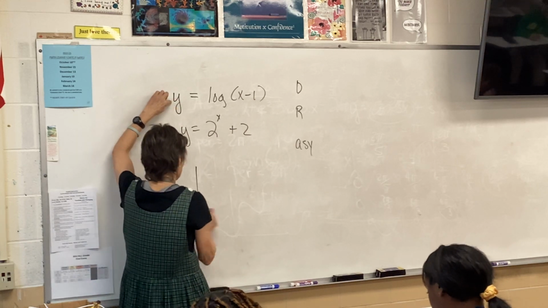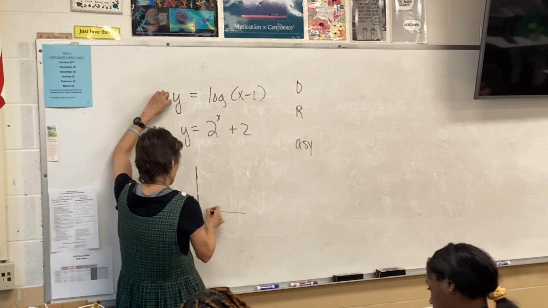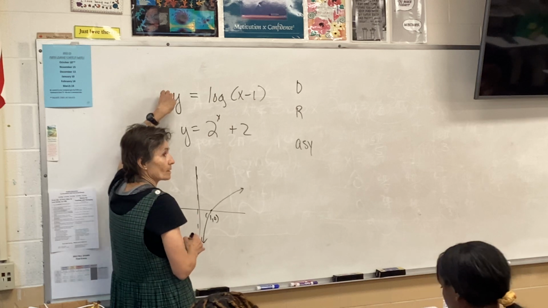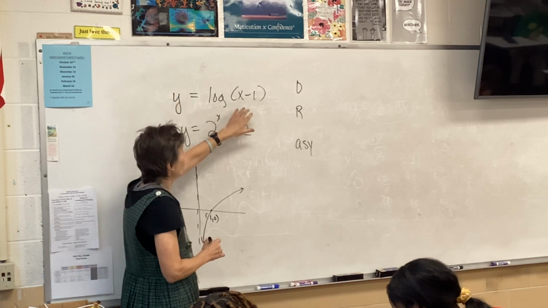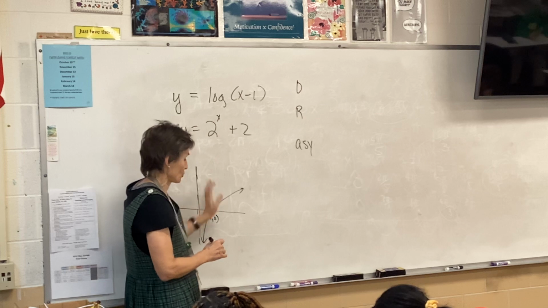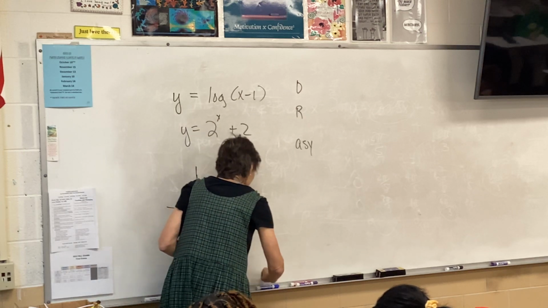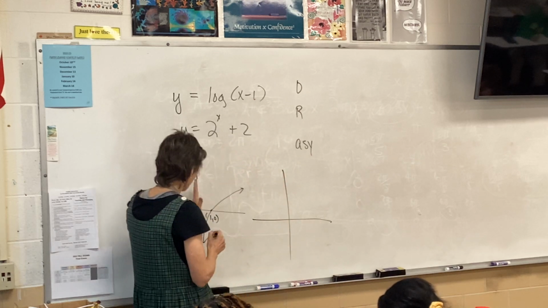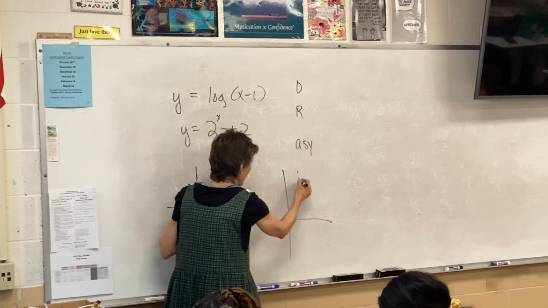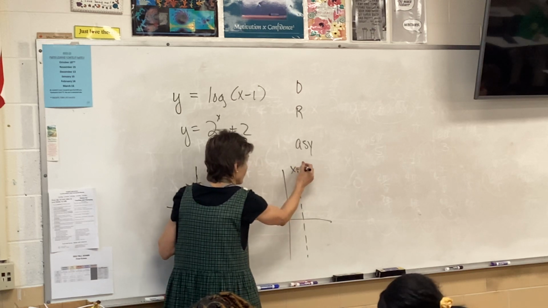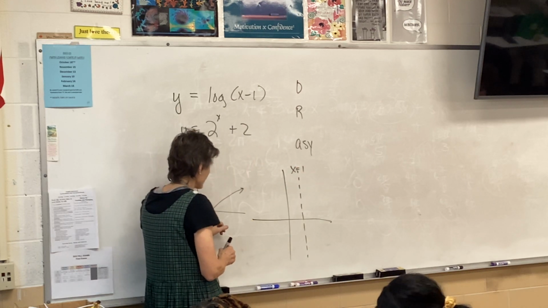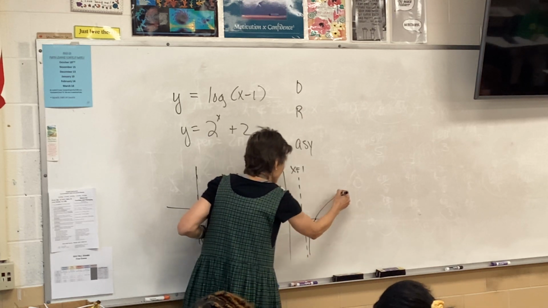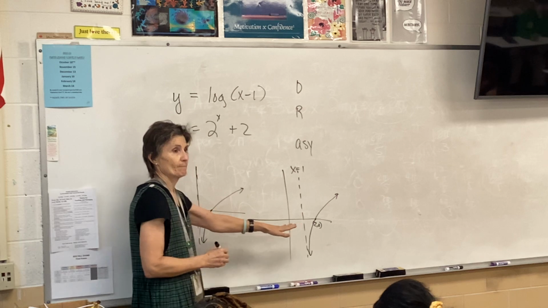So a logarithm, the basic logarithm looks like this. So what is this equation doing now to that picture? It's picking it up and moving it right one. So that asymptote, instead of being at 0, is now going to be at 1. And the intercept, instead of being at 1, is now going to be at 2. So if you have to draw a picture, there it is.